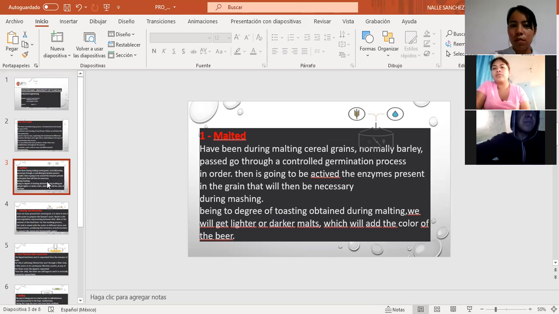Number one, malting. The barley goes through a germination and drying process, in order for the enzymes present in the grain to be activated, which are necessary during the mashing. During the toasting of the malt, we will keep a little of the toasted malt, which will add the color of the beer.